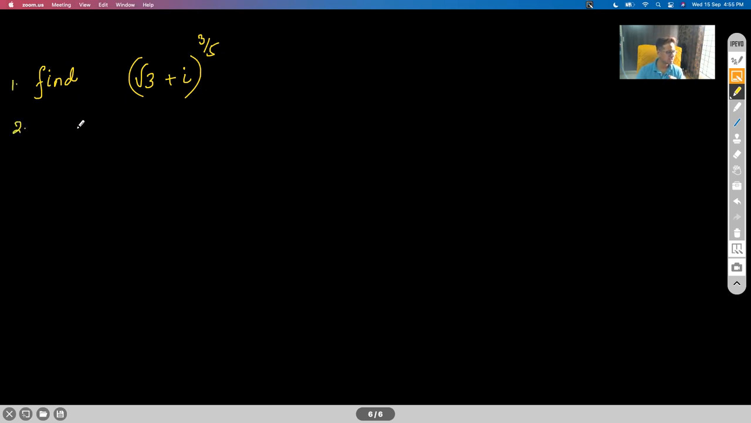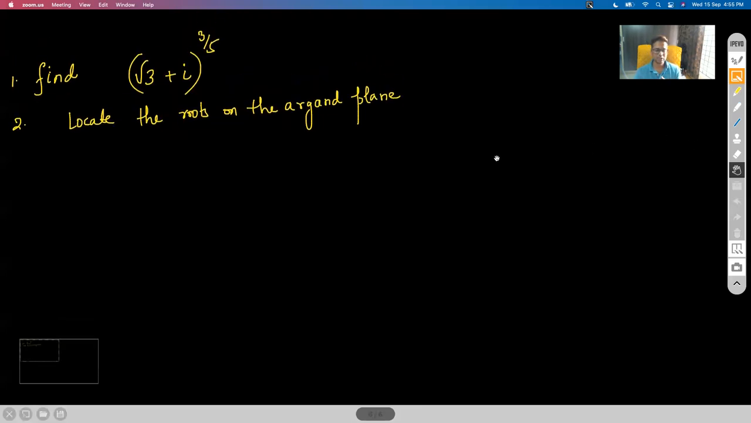The second part of the question is locate the roots on the Argand plane. Locate the roots on the Argand plane. Now, in the interest of time, I will only solve this question. So please pay attention. I'll just use the trick to solve this question, and nothing else is required.